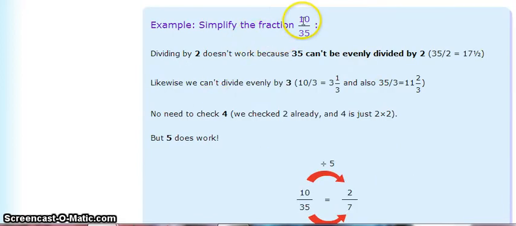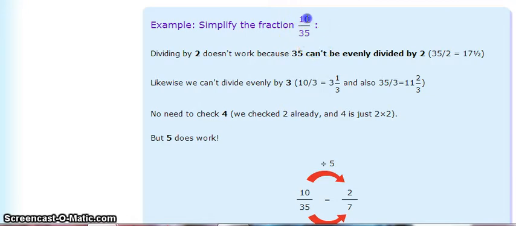Another example would be like 10 over 35. There, you have to find a number that can make 10 and 35. Well, 10 is even, 35 is not. So in this example, using a 2 won't work. So then you can do factor trees and say, okay, 10 broken down is 2 times 5. 35 broken down is 5 times 7.